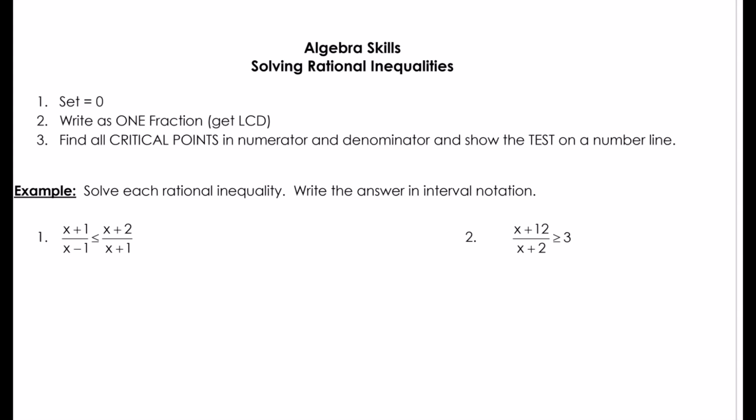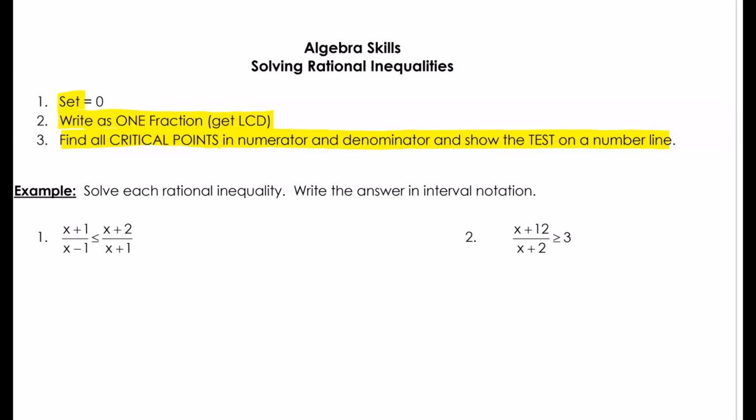First, we set to 0, and we practiced this yesterday on the quadratic inequalities. We set those to 0. Then we're going to rewrite these into one fraction. So we're going to form the least common denominator and then merge them into one. Then we're going to find the critical points, the critical values for the numerator and denominator, and then we have to do the testing intervals. So the critical values and the testing intervals is going to be similar to what we practiced yesterday with the quadratics.